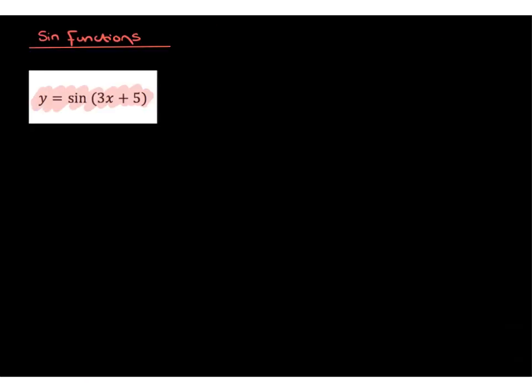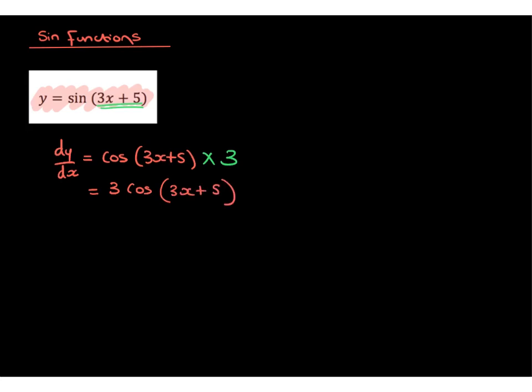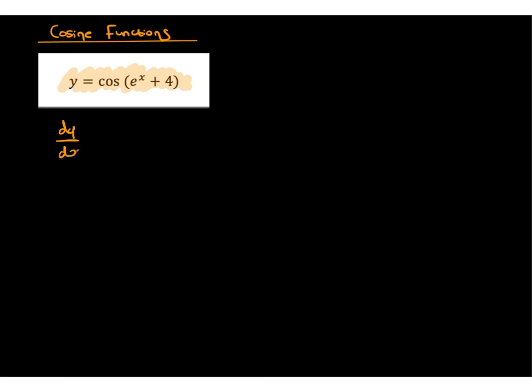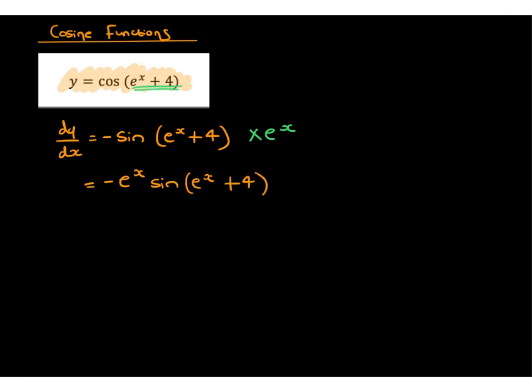We only have one simple sine question here. We know that a sine function differentiates to cos of the same inner function, but we must then multiply by the derivative of the inner function. The derivative of 3x plus 5 is 3, so the answer is 3 cos (3x plus 5). Very simple question. Cosine functions differentiate to give us negative sine of the same interior function. But what is the derivative of the inner function? It's e to the x. So our final answer, negative e to the x sine (e to the x plus 4).